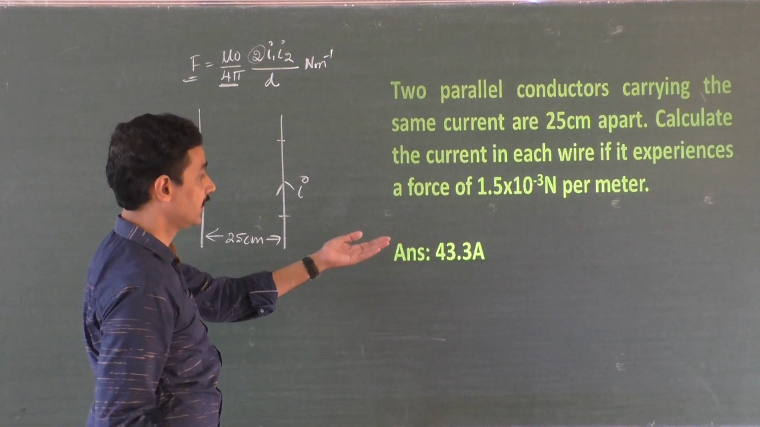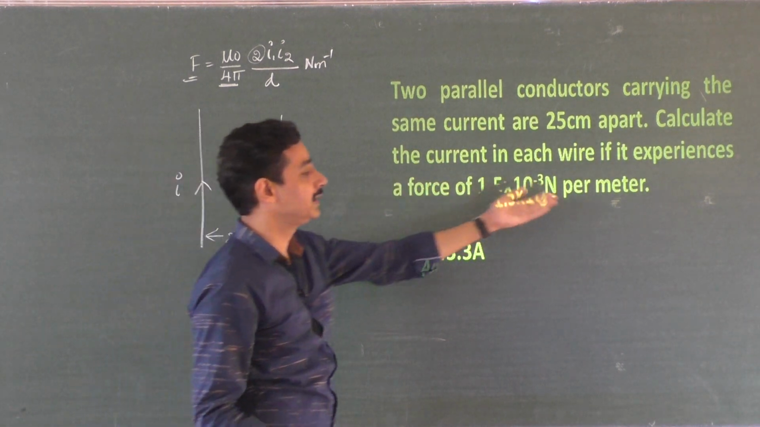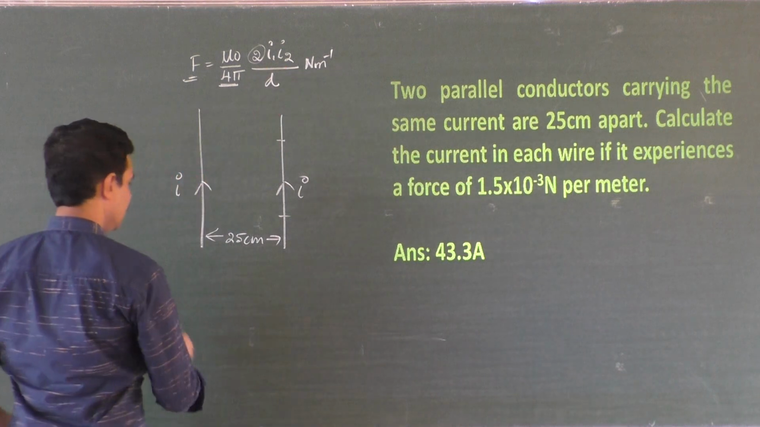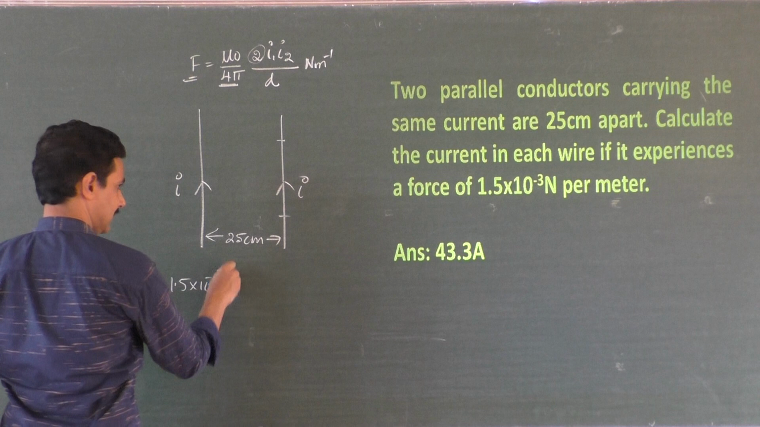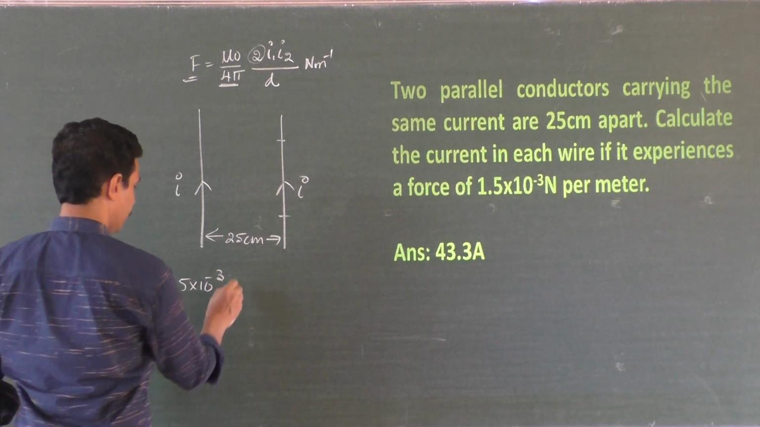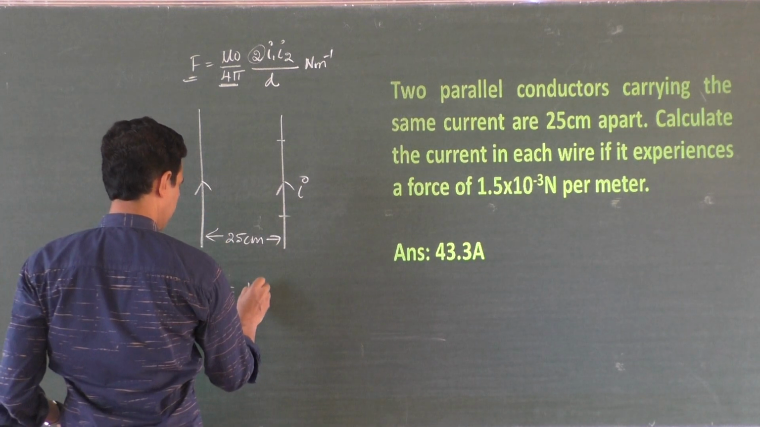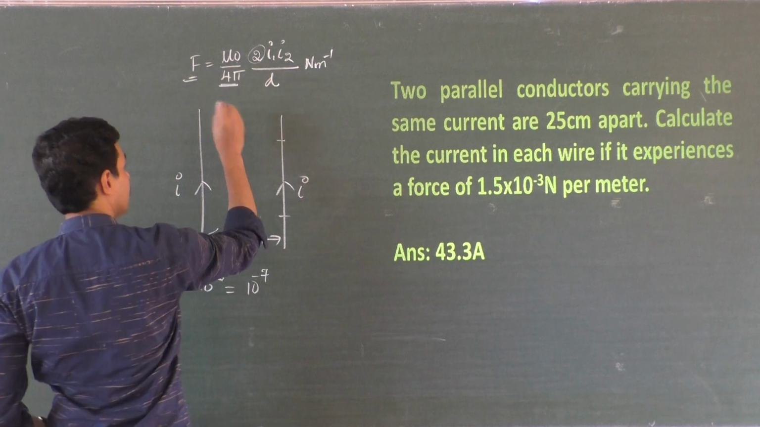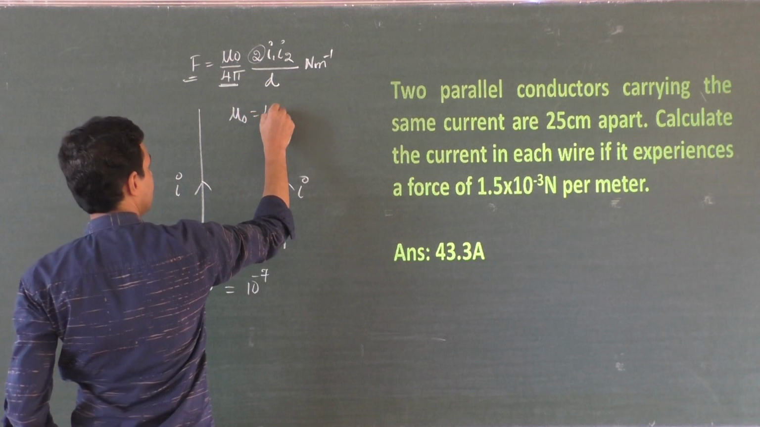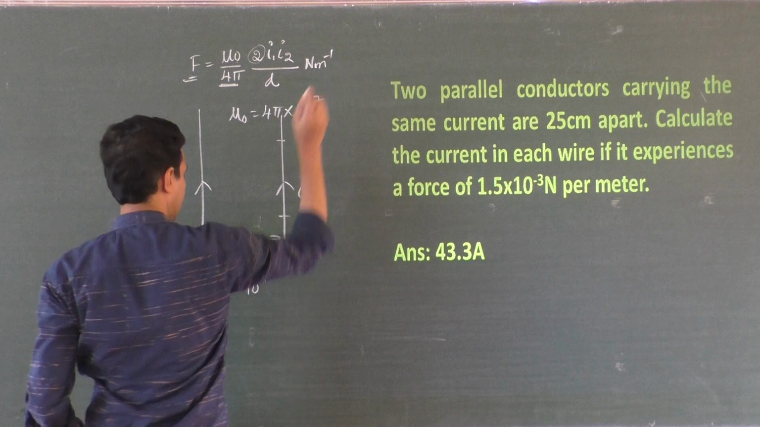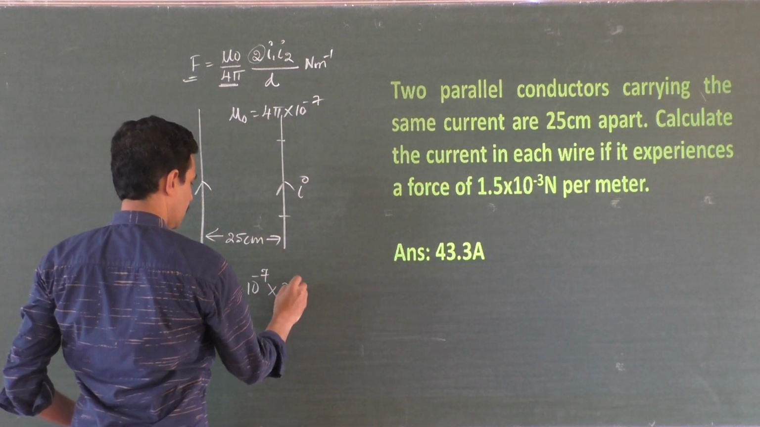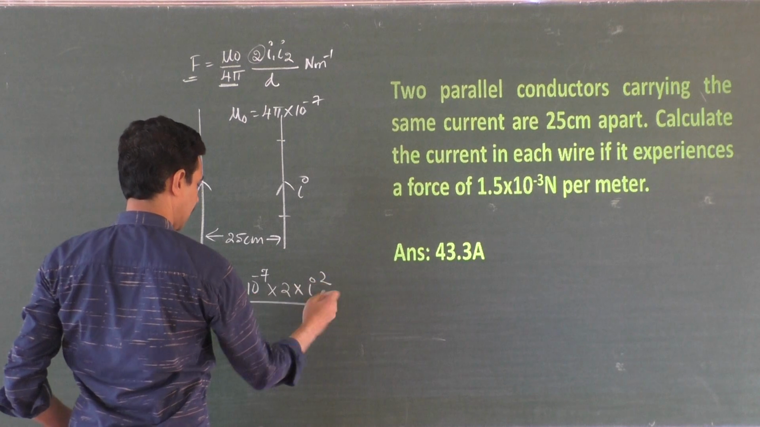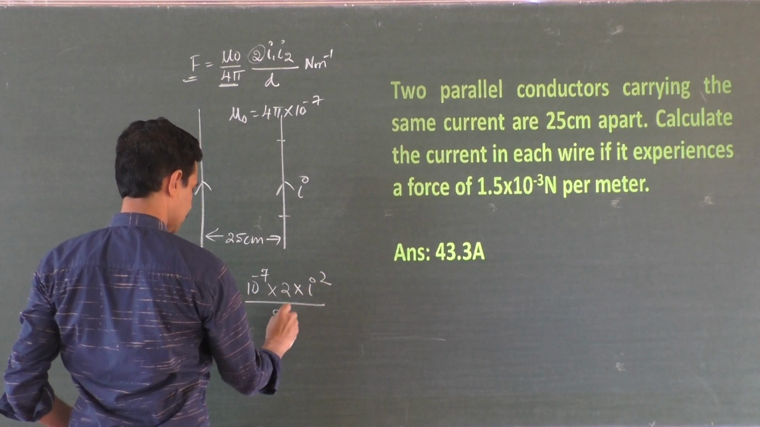So they are asking, if the force is so much per meter, you need not have L here. So I can directly substitute 1.5 into 10 to the power minus 3. If it is the force, what is the current? mu0 by 4 pi is 10 to the power minus 7, because mu0 is 4 pi into 10 to the power minus 7. What else? 2 I1 I2, I square, same current, by distance 25 centimeters.